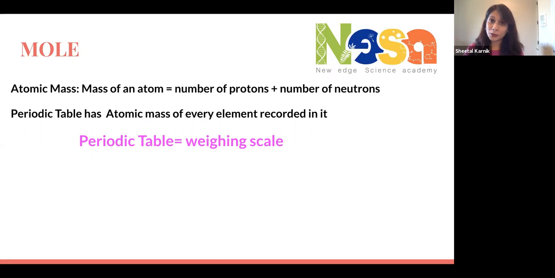If you look at a periodic table, it has the atomic mass of every element recorded on it. Since we have the weight of every element on it, we are going to treat this periodic table as our weighing scale, and we will be referring to the periodic table whenever we have to do any kind of conversions that require finding out grams or atomic mass units.